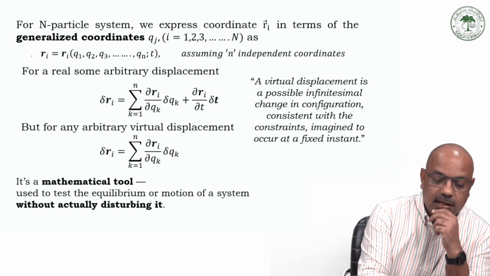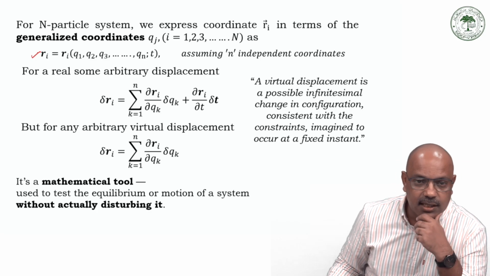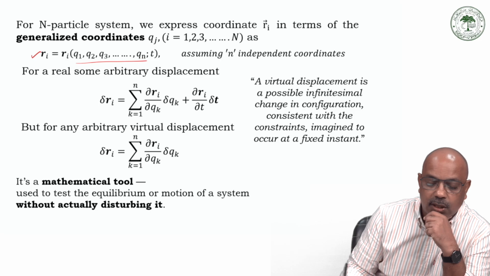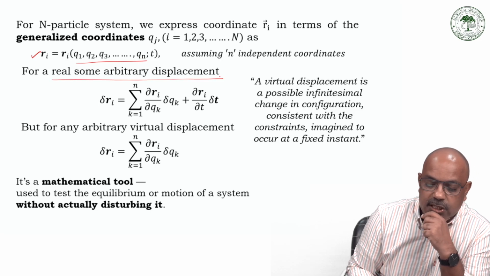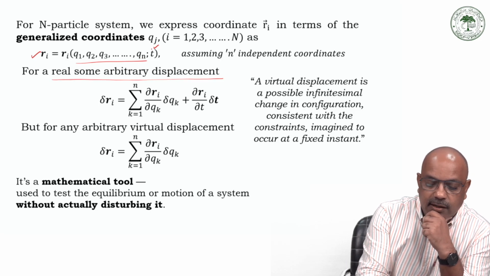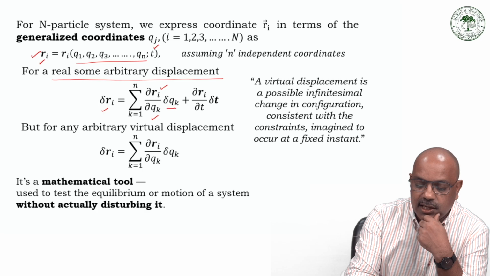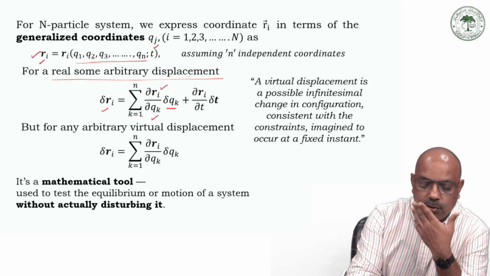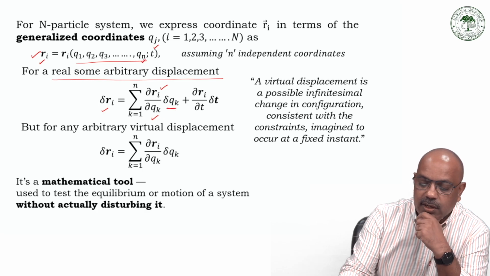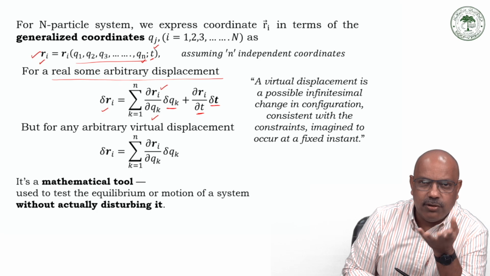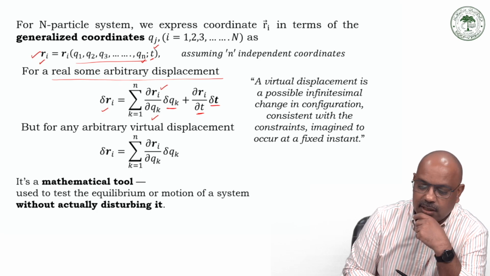Okay, next, moving further, in terms of the generalized coordinates, how do you define the virtual displacement? We define the generalized coordinates like this: this is ri, and this is q1, q2, and so on. We have the generalized coordinates. In real displacement, because it is time dependent also, if I want to find delta ri, ri depends upon qk and delta qk, k going from 1 to n, the number of particles. And it depends upon time also, so I have the term with delta t. This is exactly how you define the total differential.